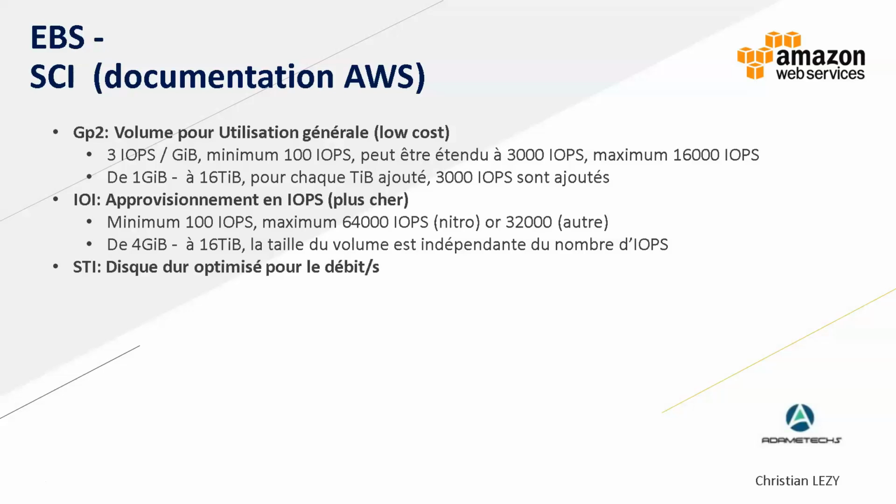We have also seen ST1 type disks, which are hard disks optimized for throughput per second. This disk can range in size from 500 GB to 16 TB and offer a read speed of 500 MB per second.